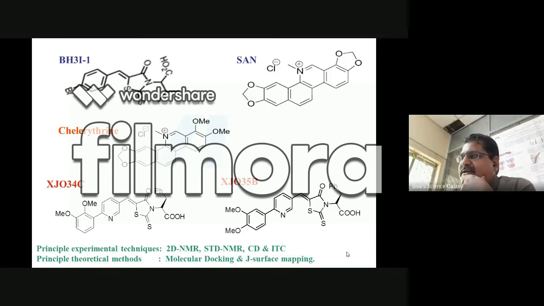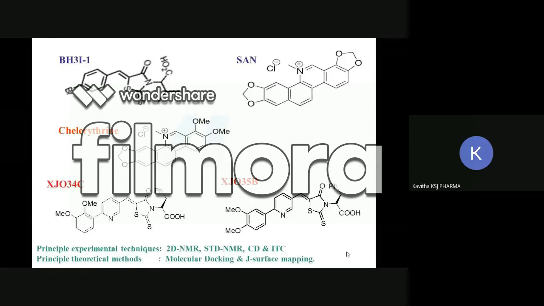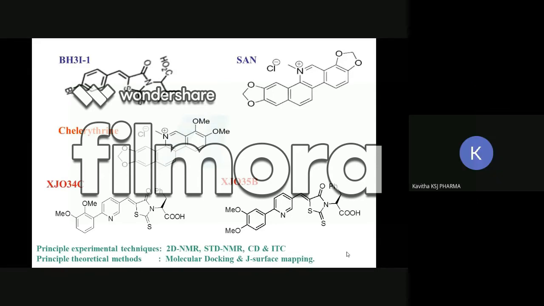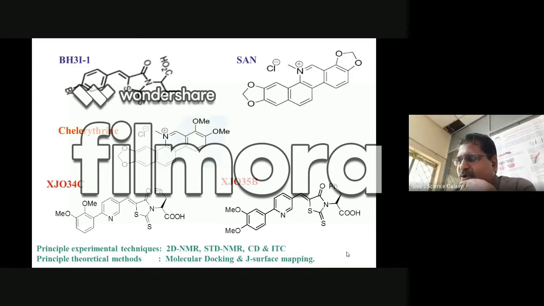Okay, so let me understand your question very clearly. The two molecules are very similar, with the same molecular formula, but why do they differ in their biological properties? Is that your question? Okay, that I'm going to answer. Look at the structures of 34 and 35. Same molecular formula, so it's a structural isomer.